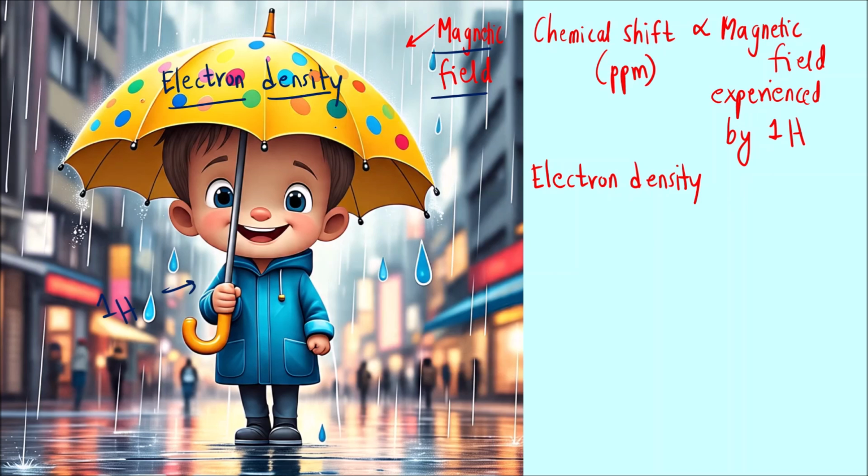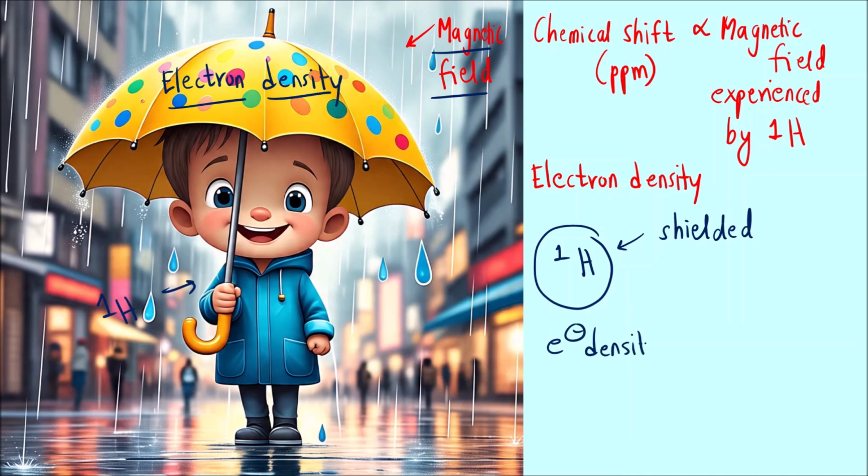shield. So such protons which have a greater electron density are called shielded protons. The electron density is more, that is the umbrella is larger, and since the electron density is more, the rain or the magnetic field experienced is less.